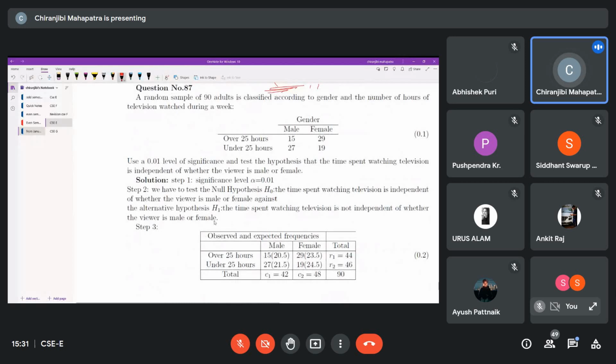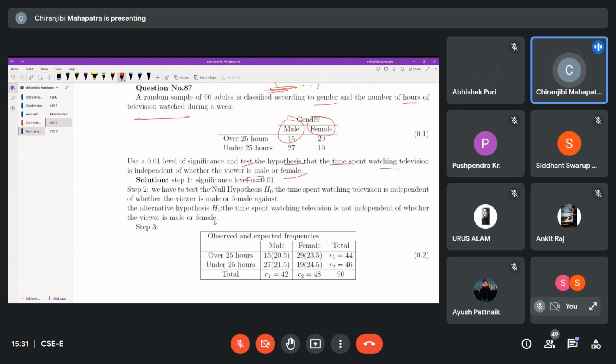जैसे कि ये एग्जांपल देखो, this one is a male or female. Okay, then a random sample of 90 adults is classified according to the gender and number of hours of television watched during the week. So now we want to test at 0.1 level of significance and test the hypothesis that the time spent watching television is independent of whether the viewer is a male or female.